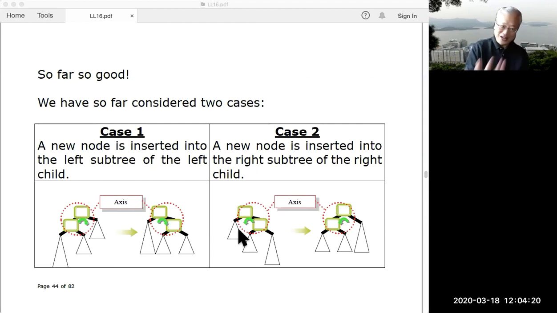Left, that means two lefts, then we do right rotation. Right, then it's two rights, and then we do left rotation. So there are two cases. Okay, good. Anyone want to ask anything? Whenever you have questions, you can simply just ask. So let me go on.